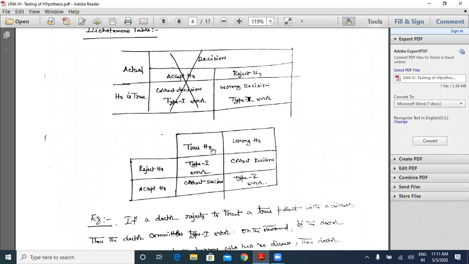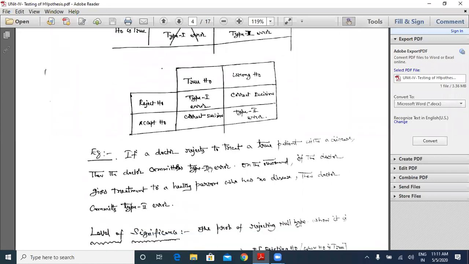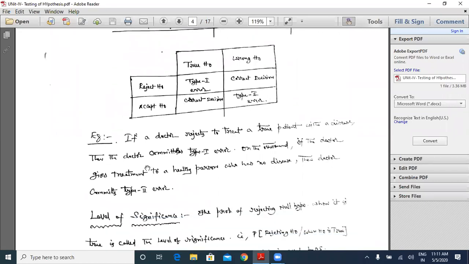Accept H0 when H0 is true, correct decision. Accept H0 when H0 is wrong is a wrong decision. That is Type 2 error. This is the general example which you always give. If a doctor refuses to treat a patient who really has some disease, then the doctor commits Type 1 error. On the other hand, if the doctor gives treatment to a healthy person, there also he commits a mistake, and that is called Type 2 error. So best, you write these examples.